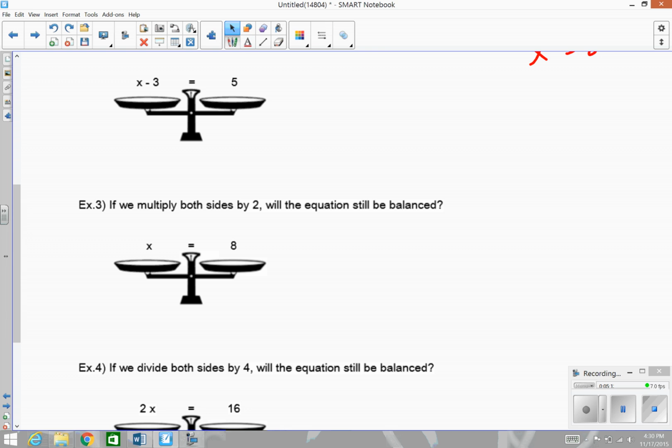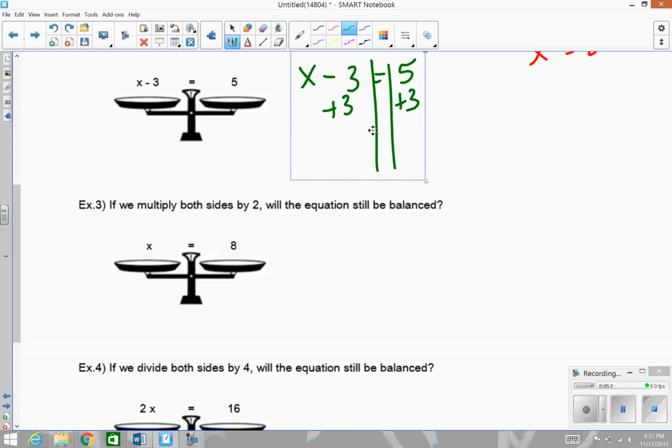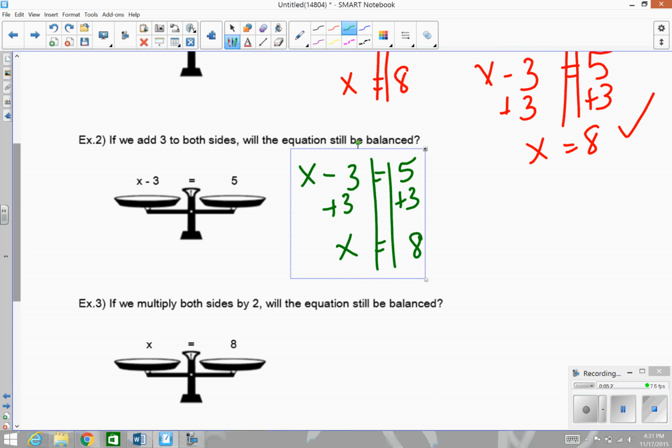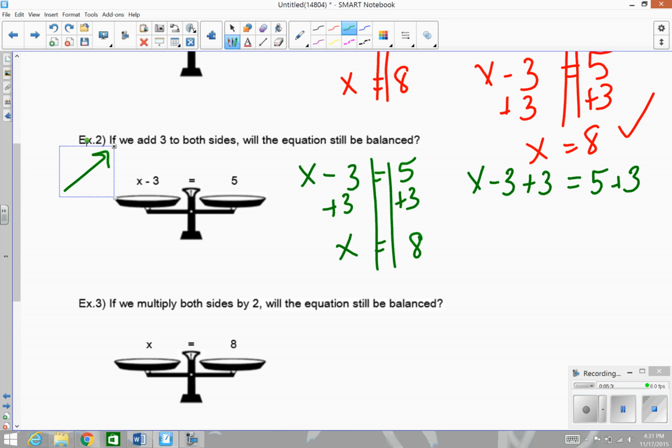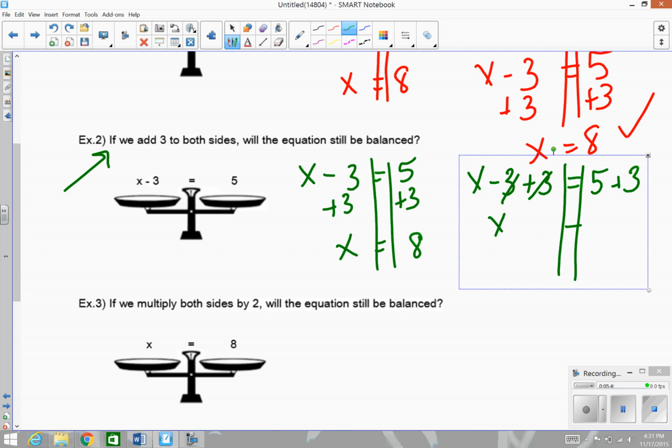Similar process here. If we look at the original, x minus 3 equals 5. We're hoping to keep it balanced. So this has a solution of 8. That's the answer. And the question here is asking us to add 3 to both sides and determine if it's still balanced. So here's your original, adding 3. Here's the original, adding 3. Negative 3 plus 3 is a 0 pair. So those cancel, and we get x equals 8. Same solution? Yep, so it's still balanced.